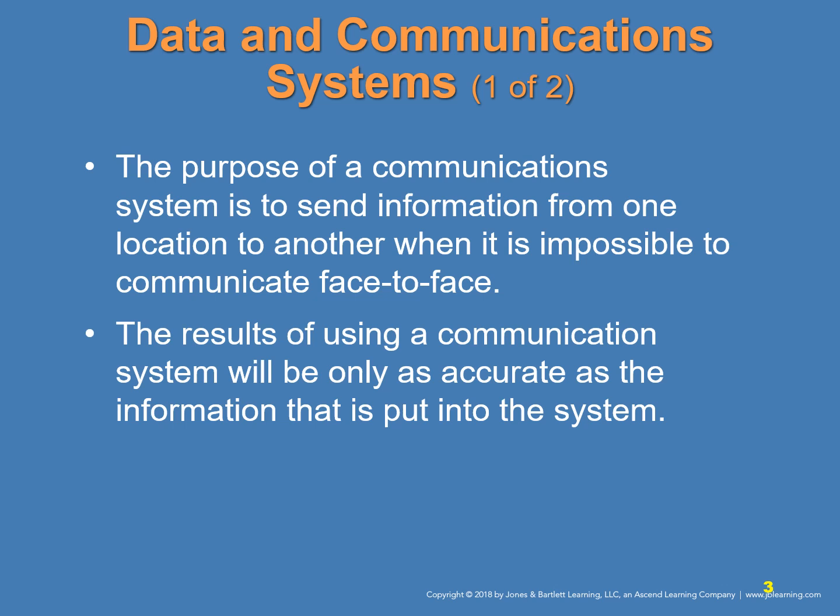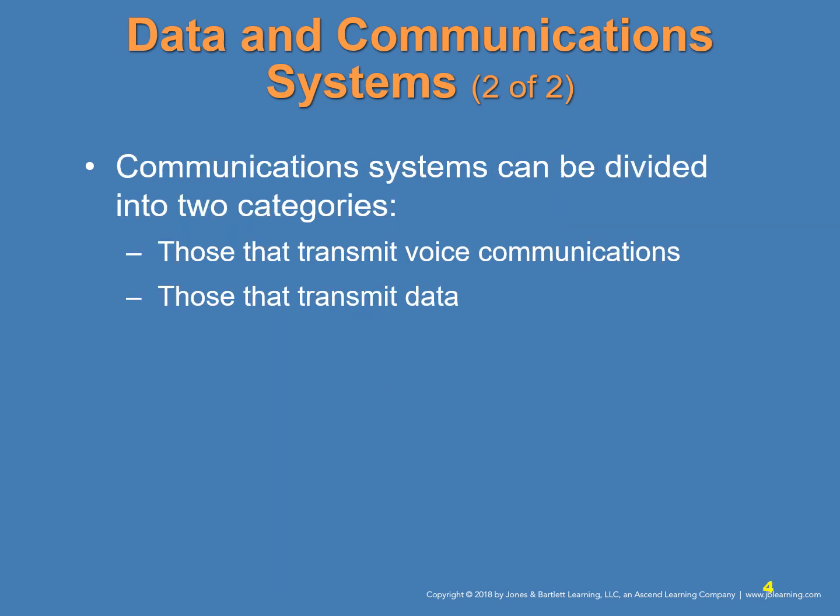Data and communication systems. The purpose of a communication system is to send information from one location to another when it is impossible to communicate face-to-face. The results of using a communication system will be only as accurate as the information that is put into the system. You must have a basic idea of how your department's communication systems work. Communication systems can be divided into two categories: those that transmit voice communications and those that transmit data.